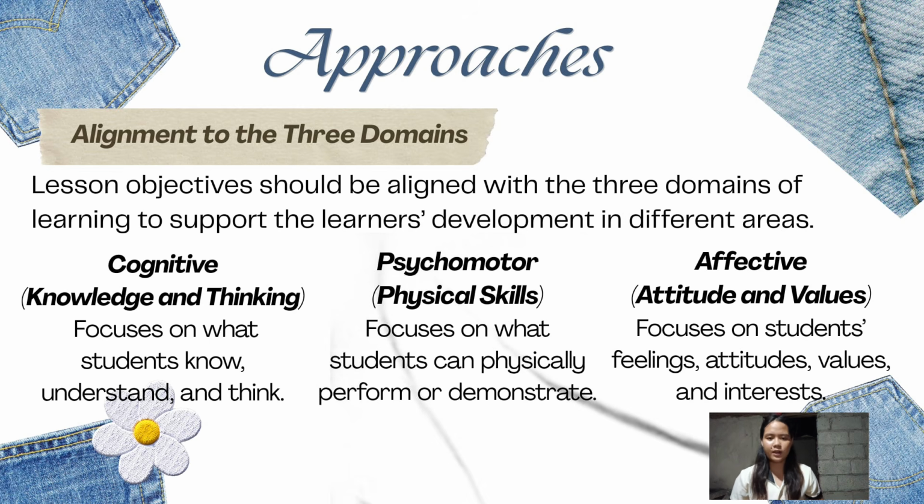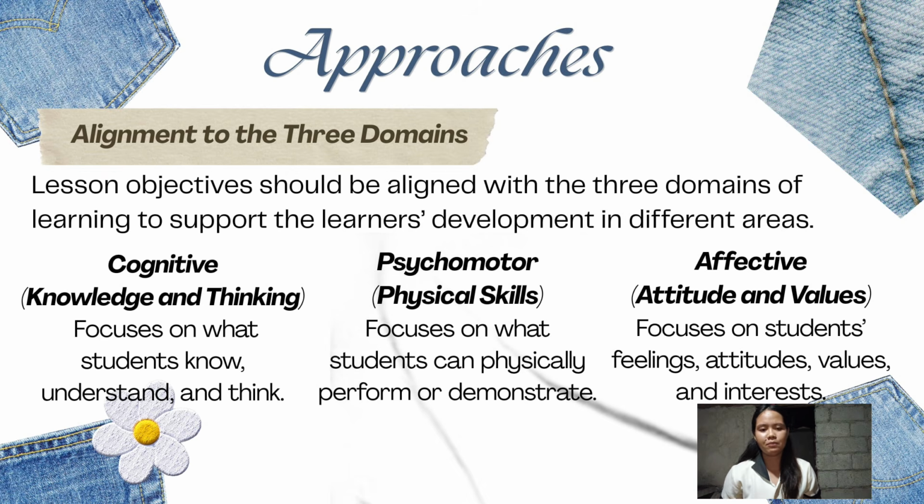Next is the psychomotor domain. This focuses on physical skills. It is about what students can physically do or demonstrate. For example, students will demonstrate proper waste segregation. Here, students are not just talking about waste segregation. They are actually doing it. So, psychomotor domain is basically "show me what you can do." And lastly, we have the affective domain. This focuses on students' attitudes, values, feelings, and interests. For example, students will show respect when listening to their classmates. This focuses on how students behave and what attitudes they show. So a very easy way to remember the three domains is cognitive is about thinking, psychomotor is about doing, and affective is about feeling and value.